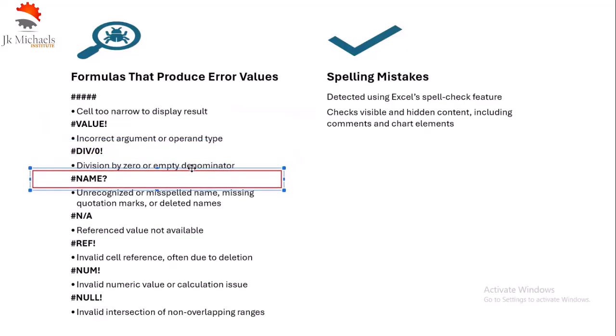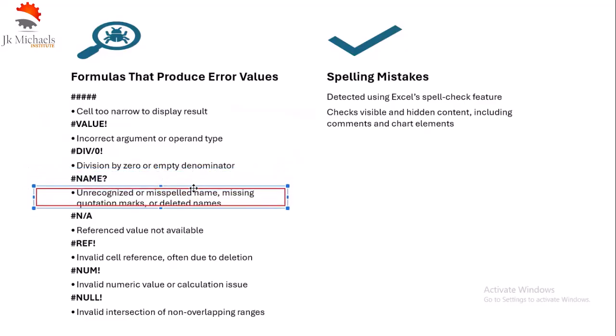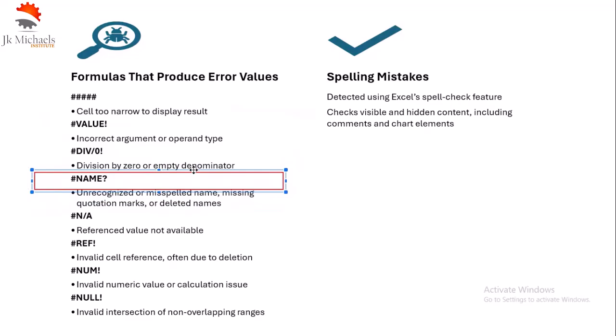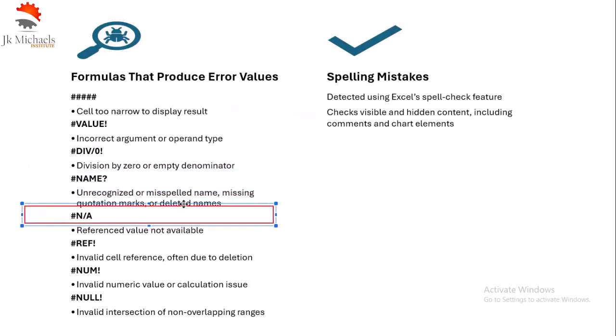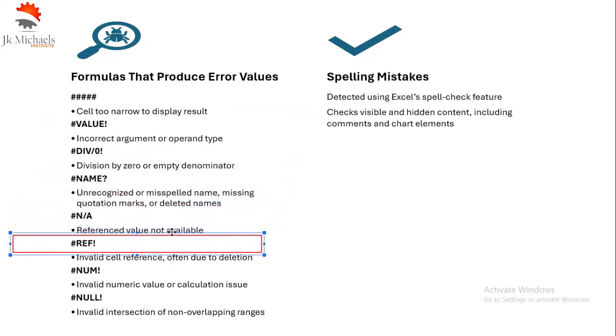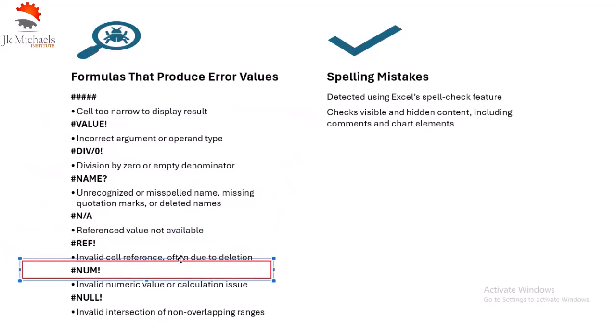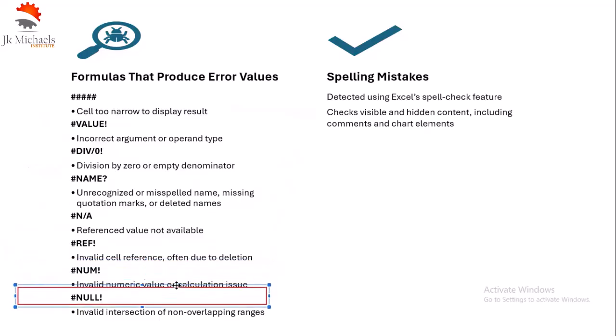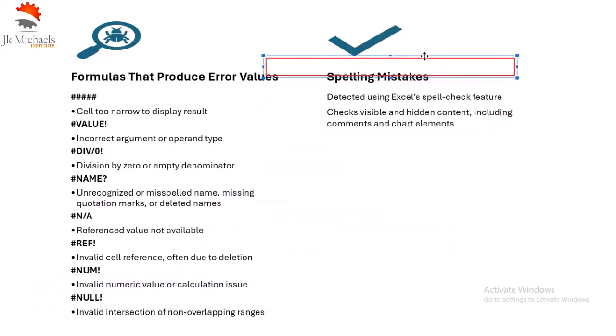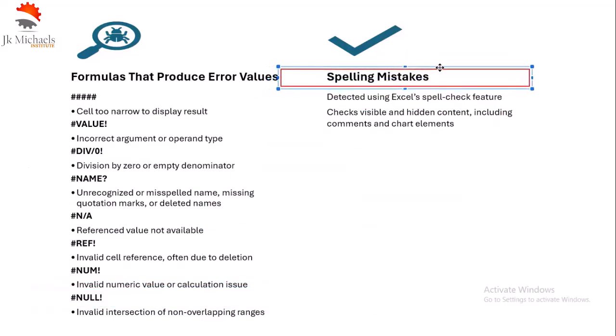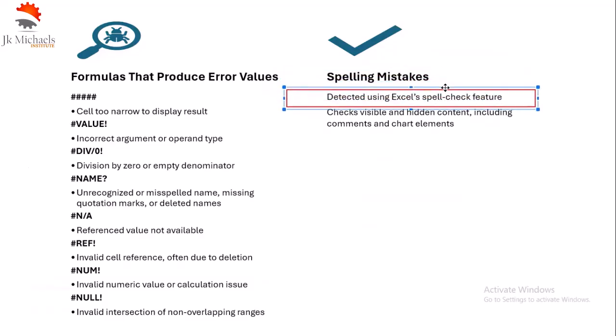Name error is an unrecognized or misspelled name, or missing quotation mark, or deleted names. Of course, this is where the reference value is not available, right? This is an invalid cell reference due to deletion. This is an invalid numeric value, a calculation issue. And this is an invalid intersection of non-overlapping ranges, right? Spelling mistakes can be detected not by the numeric aspect of Excel, but through the spell check feature.